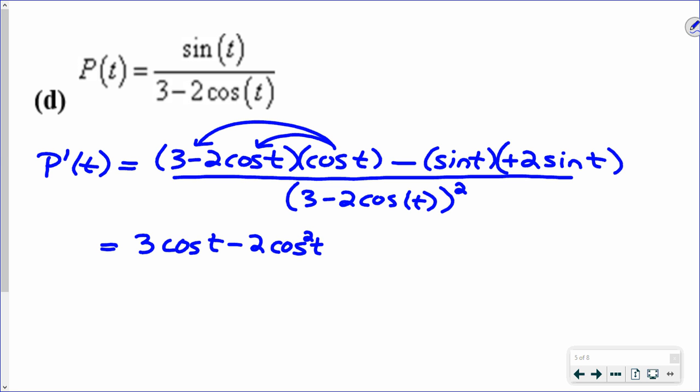Okay, and then minus sine times sine is sine squared. So this will all become minus 2 times sine squared of t.